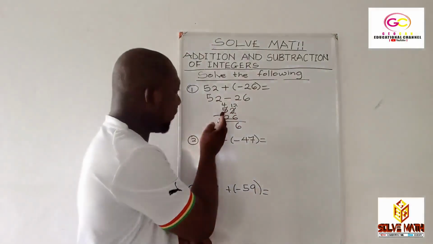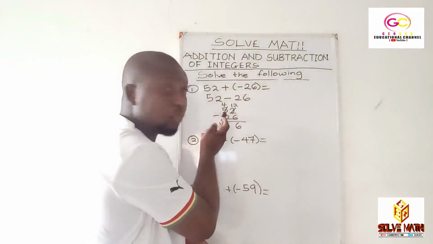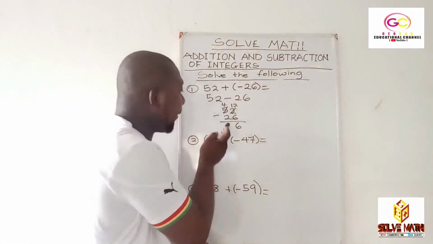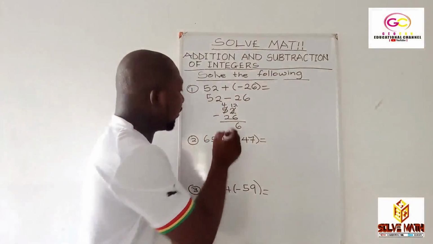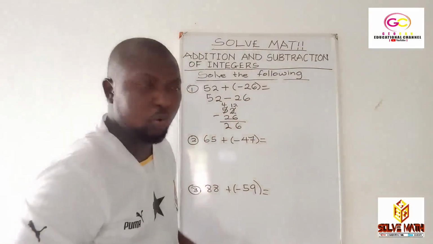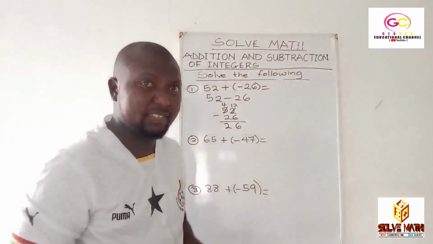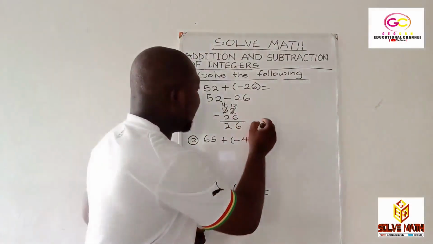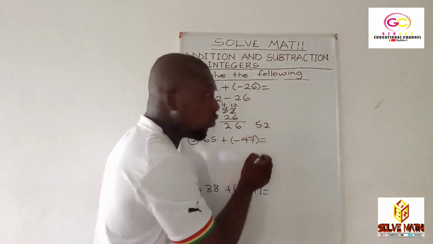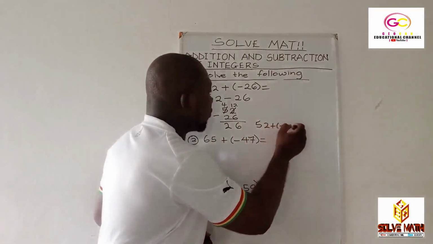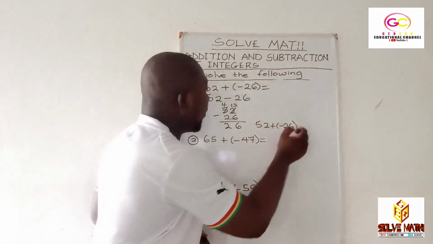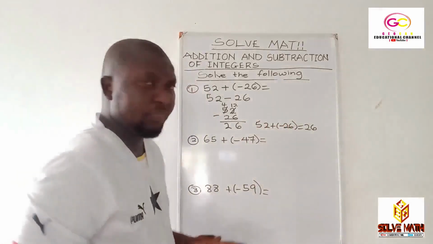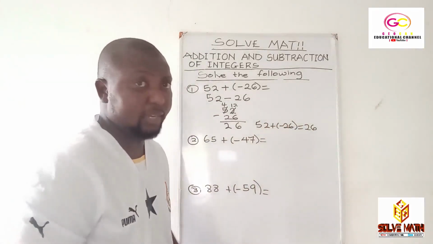Fantastic. Now the number here is no longer 5 because we've borrowed 1. So it's what? It's 4. So it's 4 minus what? 2, which will give you what? 2. Good. So it becomes 26. Easy as ABCD. What it simply means is that 52 plus negative 26 will be equal to 26. Nicely written. Easy as ABCD.